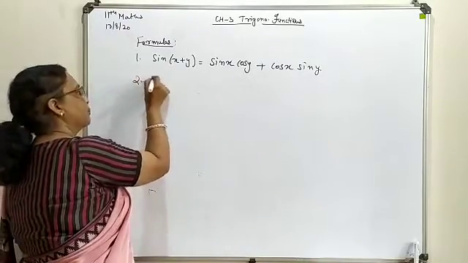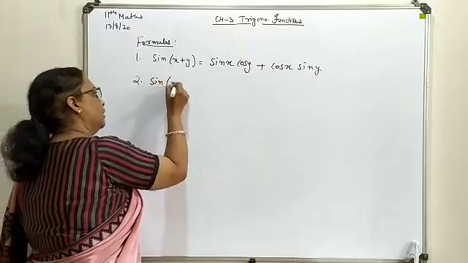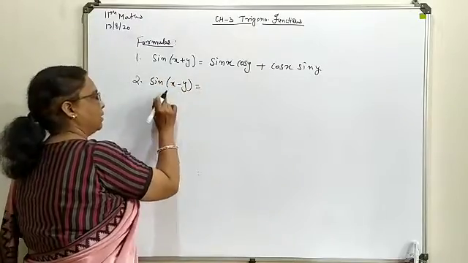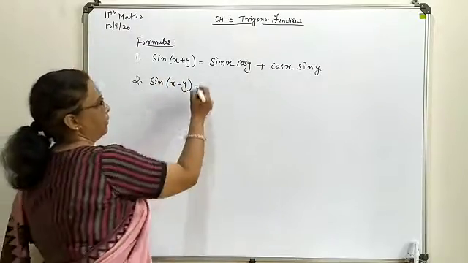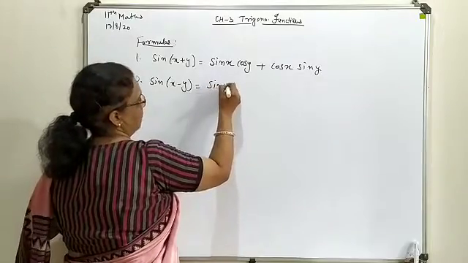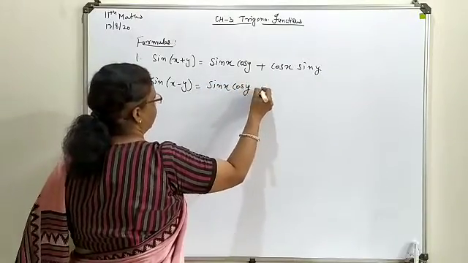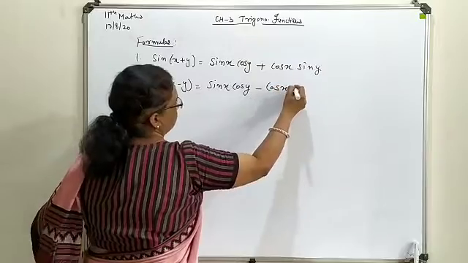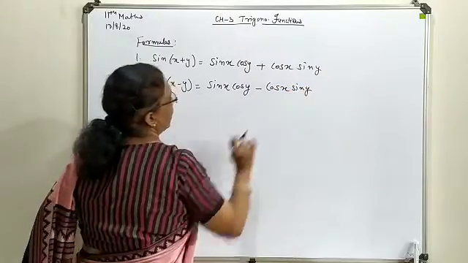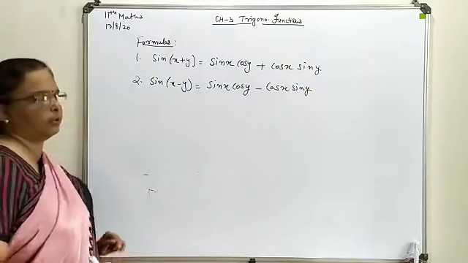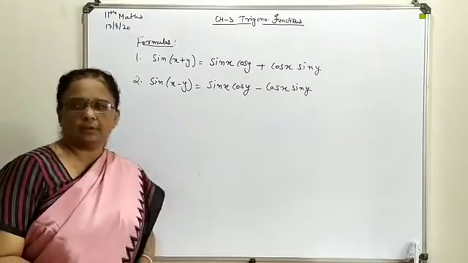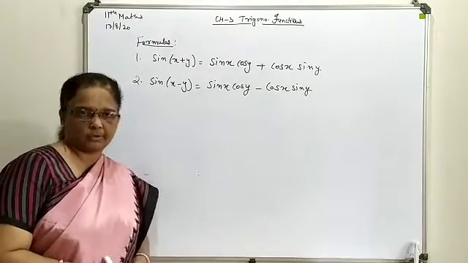Now the second, with the negative combination, sin x minus y. This is to be written in the same form, but only one change you will have. In between, the negative sign is to be put. Term positions are to be kept as such.